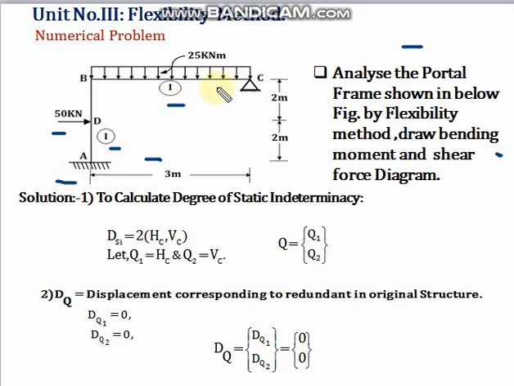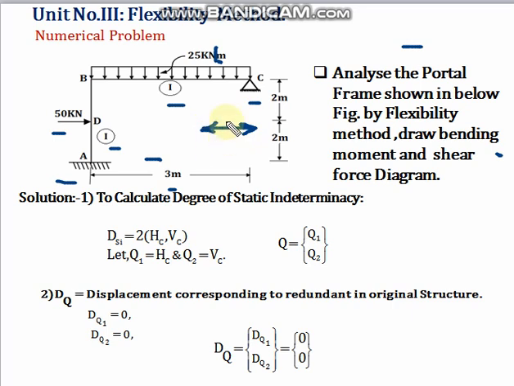Beam BC is loaded with the 25 kN per meter UDL and length of BC member is 3 meter. Moment of inertia is I and C is a hinge support. So hinge support will not allow the horizontal translation. So due to that the frame becomes a non-sway frame.